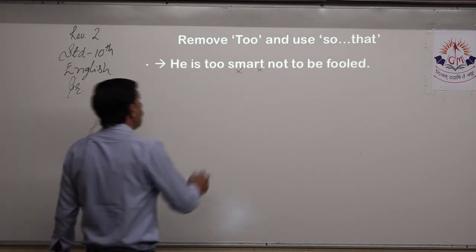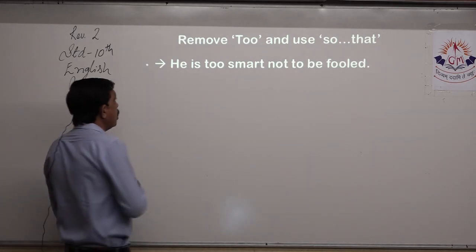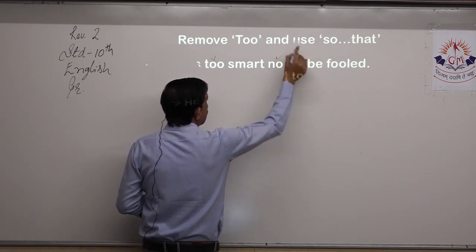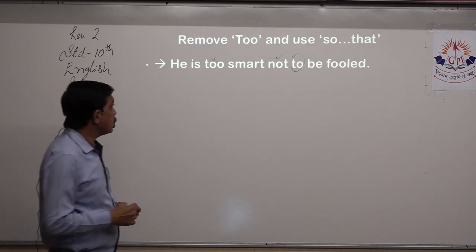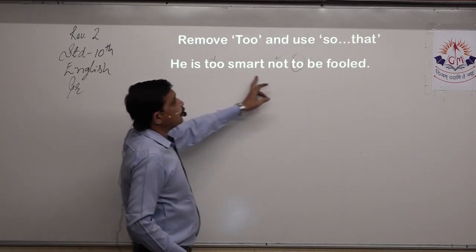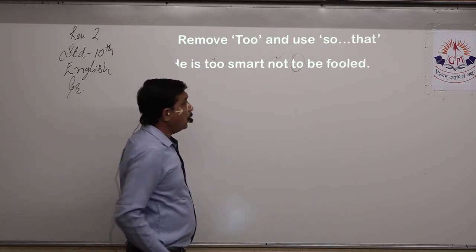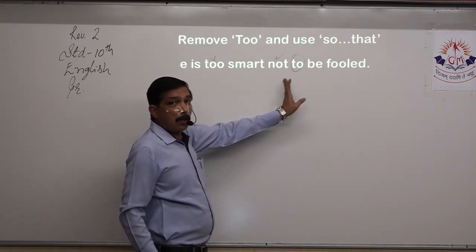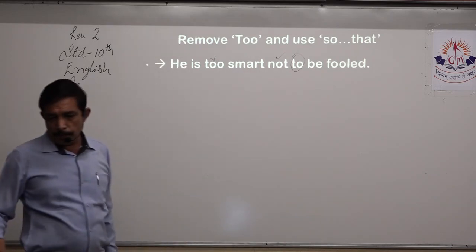He is too smart not to be fooled. Two, three things over here to remember. "Too" is to be removed. But then we also have "too", and then we have negation also. So that has to be removed also, because "too" is used with negation. Now if negation was not there, he is too smart to be fooled. That means he is so smart that he cannot be fooled. Now he cannot not be fooled. That means I have to cut "not", that is two negatives, and make the opposite of smart.